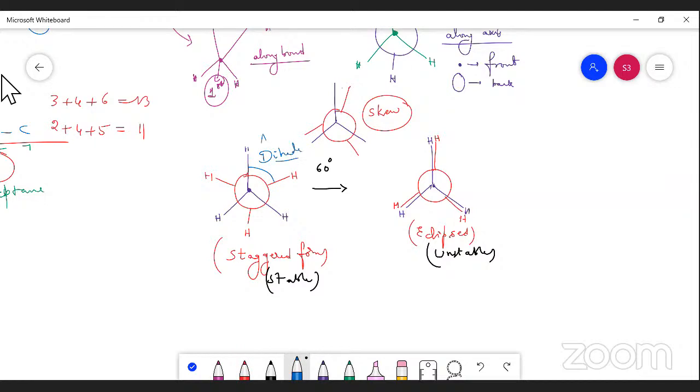So what is the dihedral angle in staggered form? The dihedral angle is 60 degrees. The dihedral angle in eclipsed form is 0 degrees. What is the dihedral angle in skew form? It is between 0 and 60 degrees. So between eclipsed form and staggered form, we can create an infinite number of isomers. Those infinite isomers we call skew isomers.